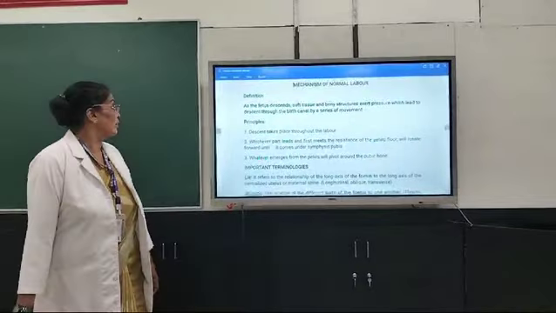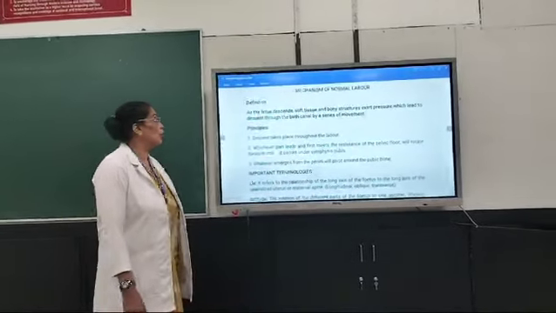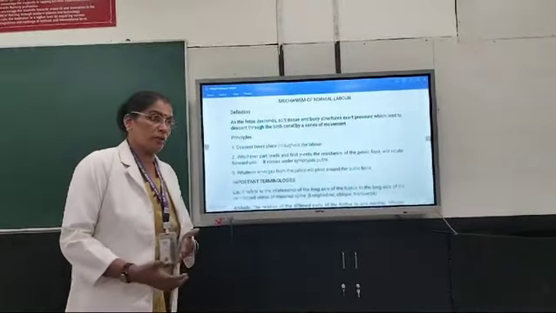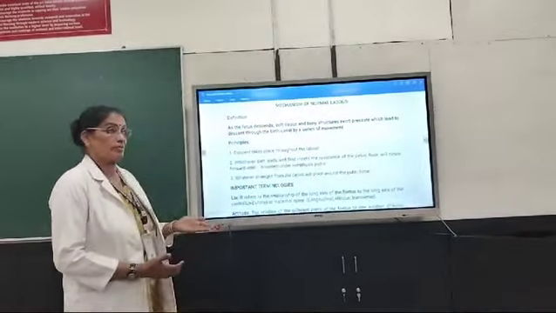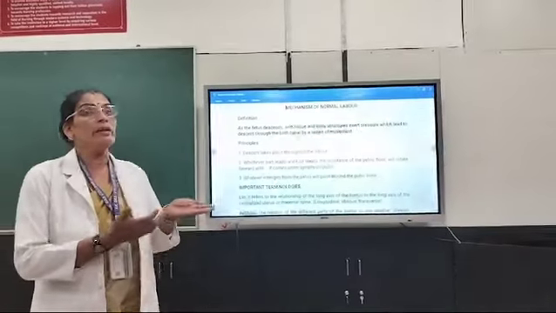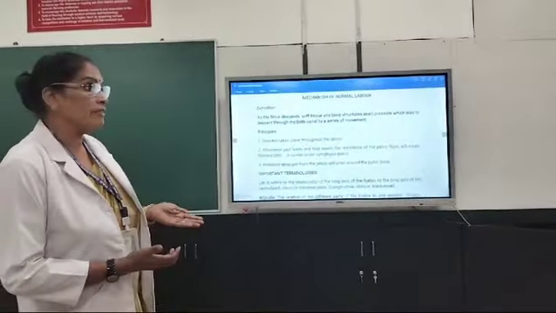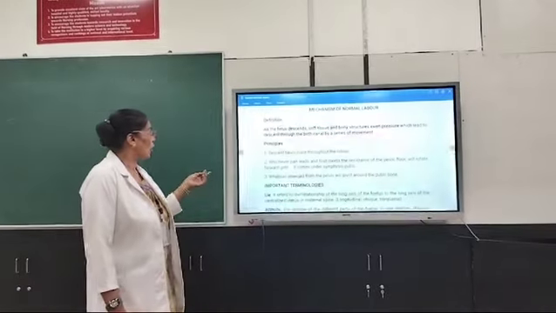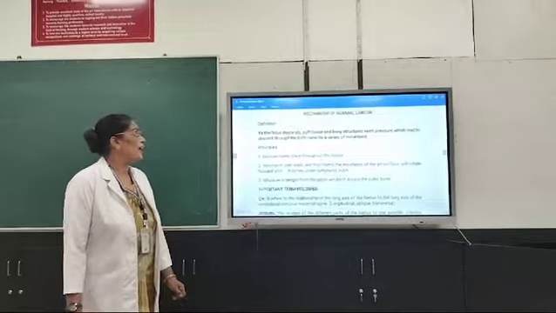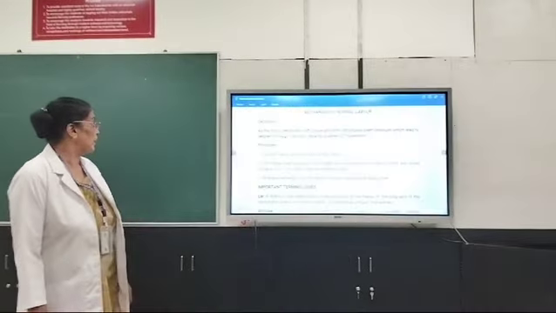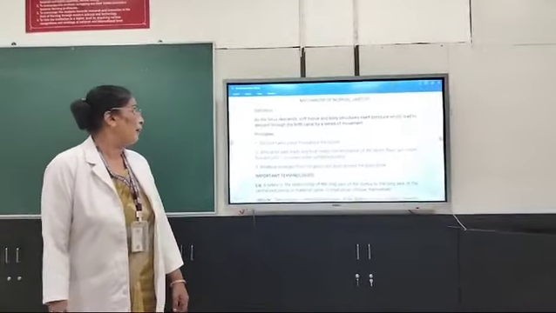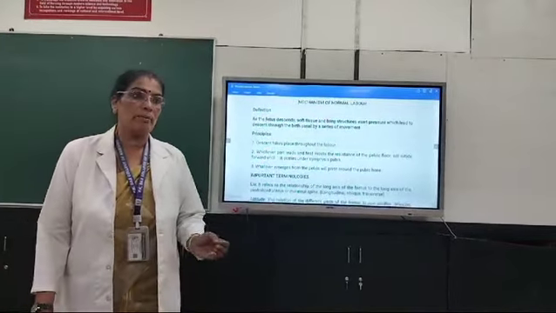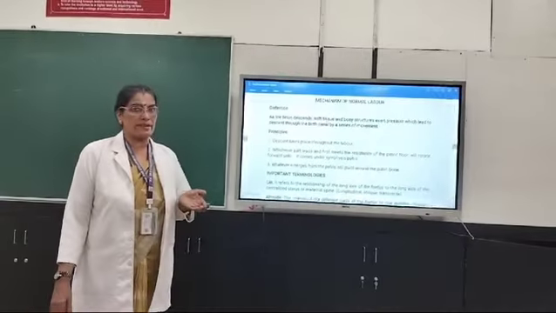To start with, we will see the definition of the normal mechanism of labor. As the baby is coming down, that means the fetus is coming to the lower part of the uterus, it will emerge through the genital tract. As the fetus descends, soft tissue and bony structures exert pressure, which leads to descent through the birth canal by a series of movements. When the fetus is descending through the birth canal, pressure will be exerted.